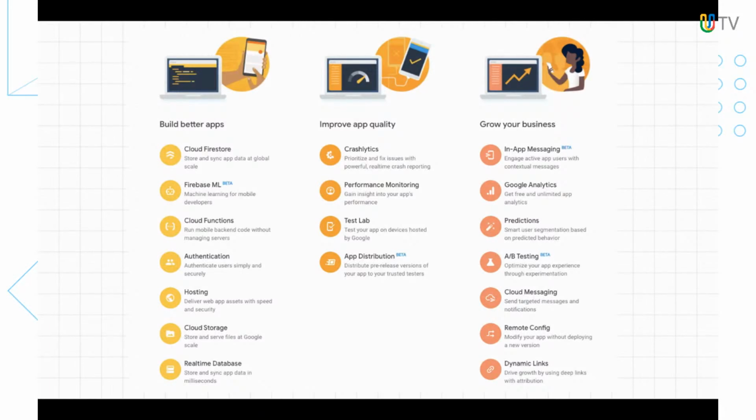I think the best features for me, because I'm a developer and I don't much care about analytics, are those on the left, the ones under Build better apps. It's Firestore, ML Kit, or now Firebase ML, Cloud Functions, Authentication, Hosting, Cloud Storage, and Realtime Database. Realtime Database is the feature that was at the start of Firebase. It's still there. You can use it. There's a second database called Cloud Firestore. I will talk about it later. And in my opinion, it's better in some cases, of course.